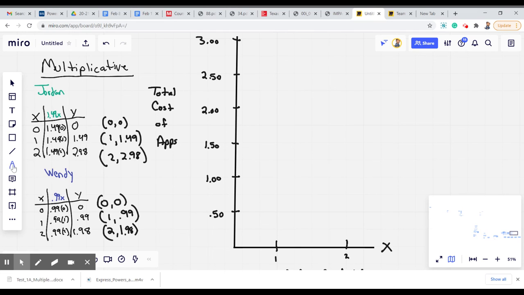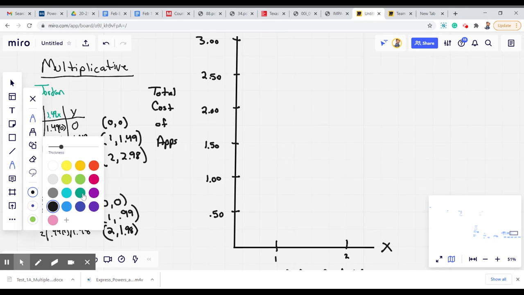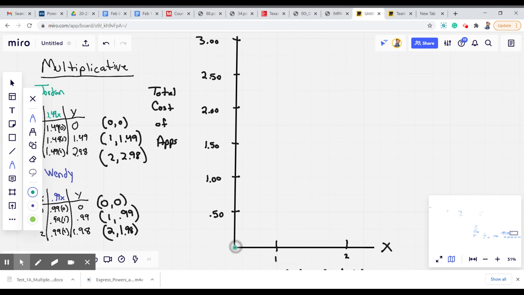So (0, 0) for Jordan. Jordan's dot is going to be right here. (0, 0) is right here at our origin. Okay, so that's good. We did that one. Let's see, (1, 1.49). So let's run over to 1, and we're going to jump up to $1.49. So $1.49 will be right below $1.50. So we're going to say it's right there.